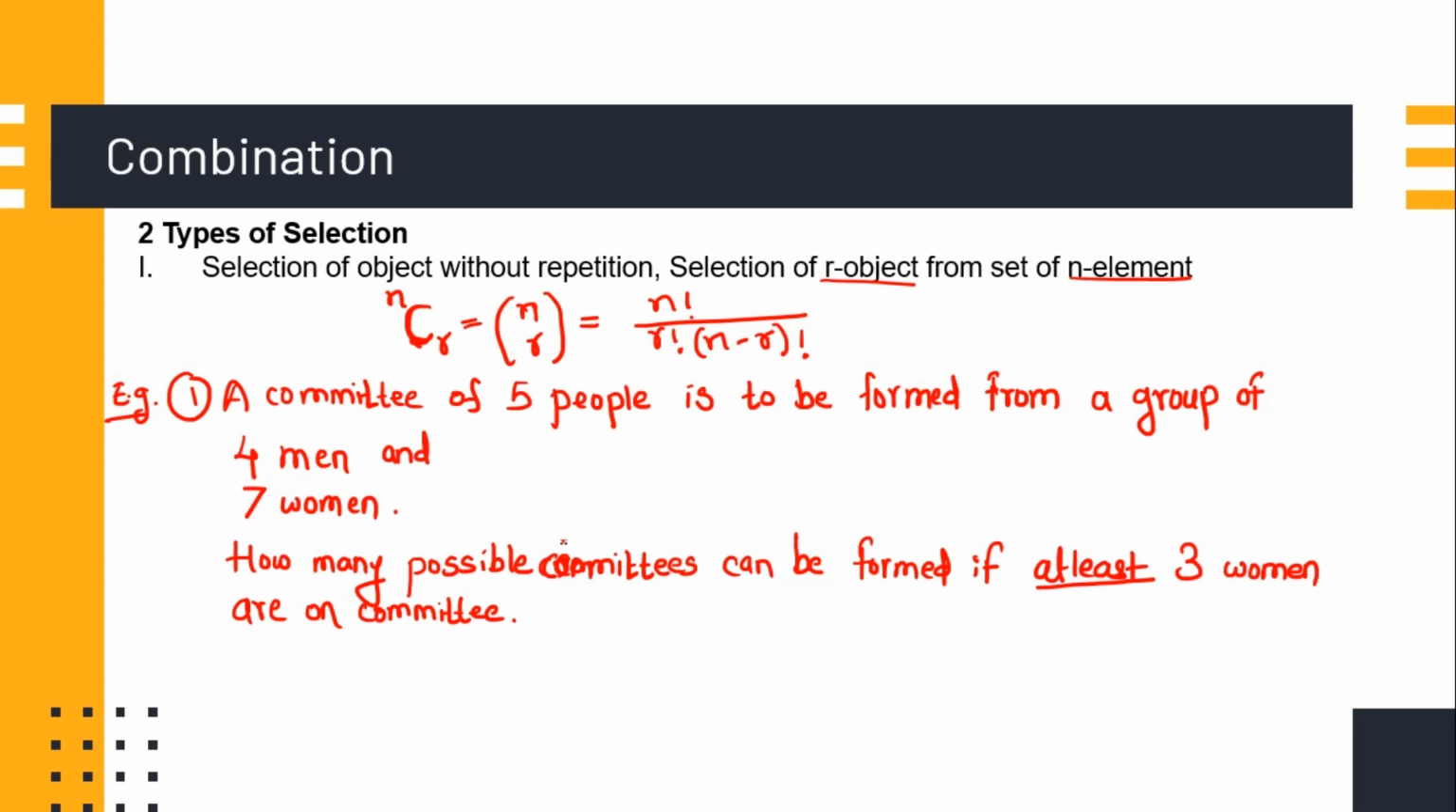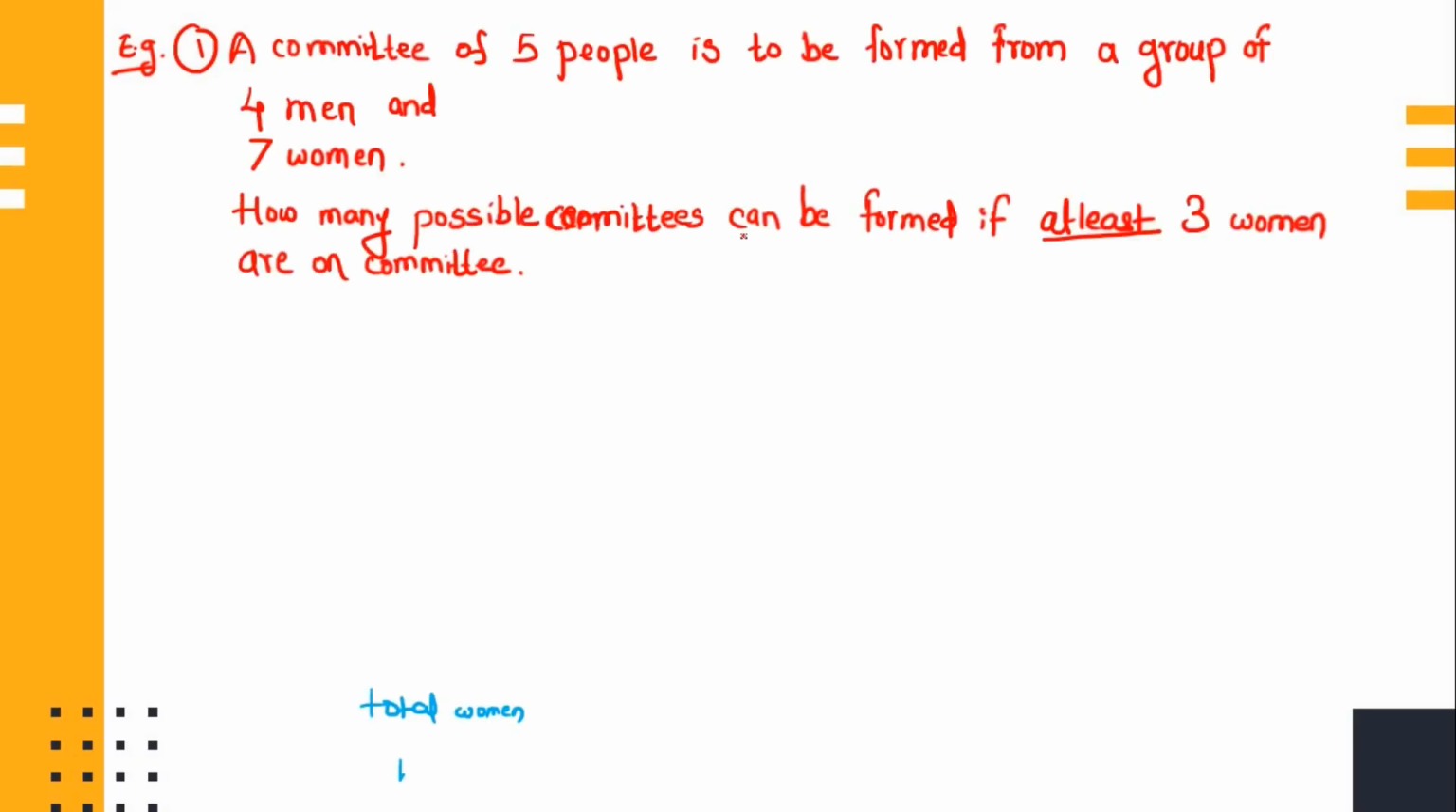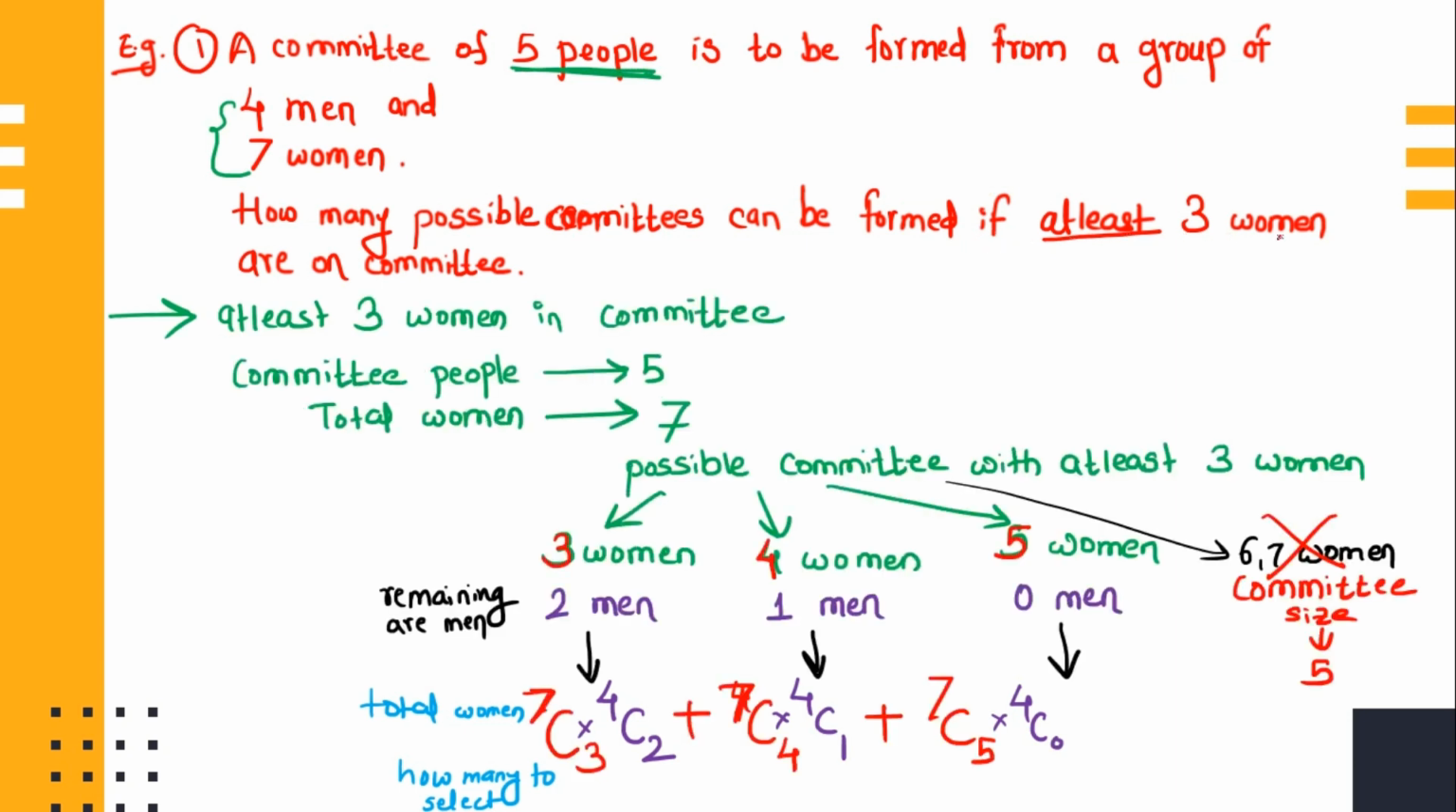Now just look here: we have to form a committee, we don't have to arrange it. This is an example of combination. If you have to arrange something, then we call that a permutation. As we just have to select the committee members, and the committee must have at least 3 women, the maximum committee size is 5 people.